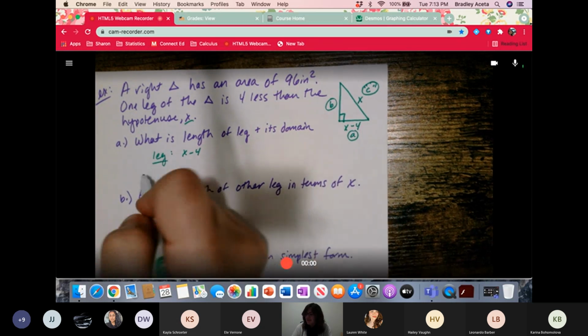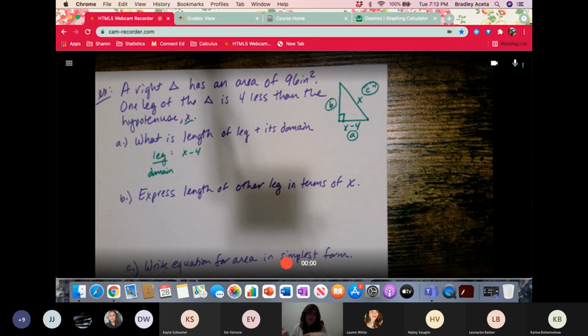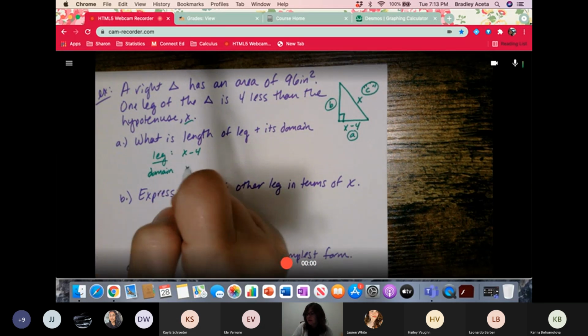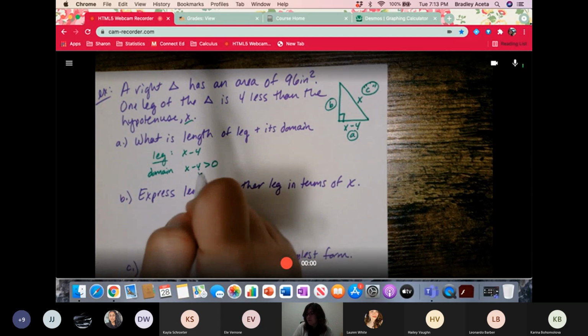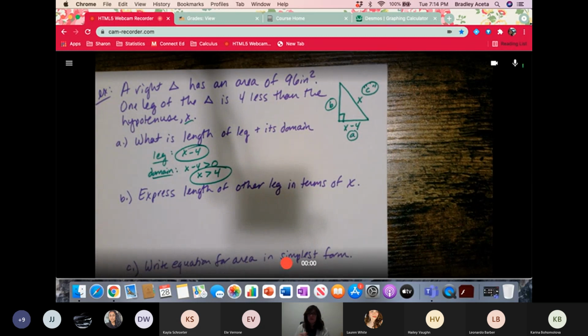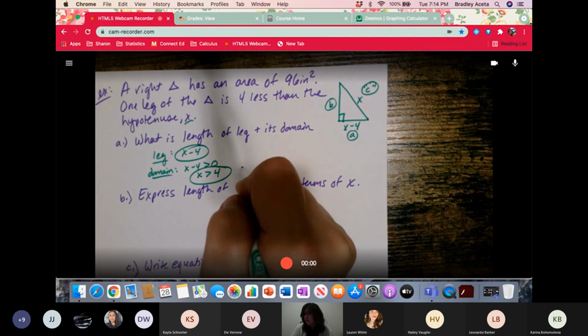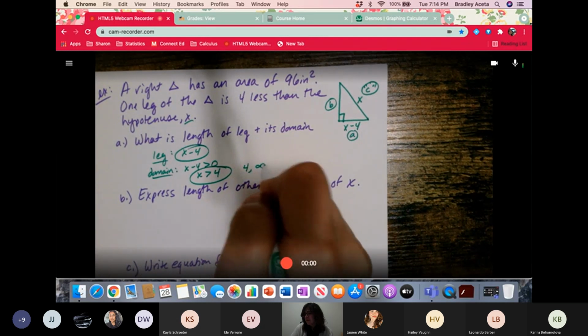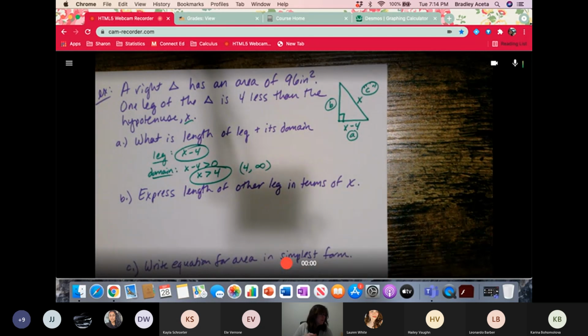No worries. The domain of that leg would be, again, we can't have a negative side of a triangle. So we want x minus 4 to be greater than 0. So x has to be greater than 4. That wasn't too hard to answer. That was a nice one. You could write this as 4 to infinity, by the way. I can't remember which way they want it written. Either way, x is greater than 4.